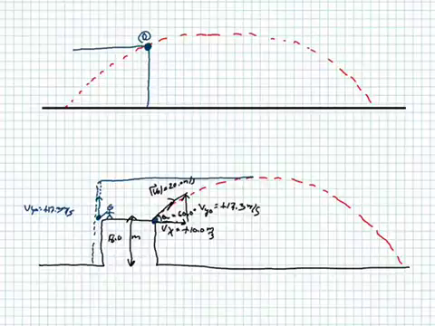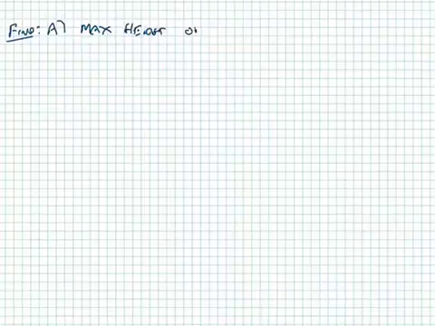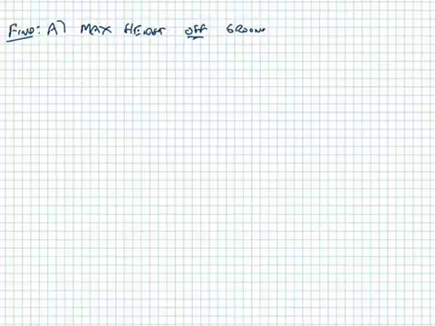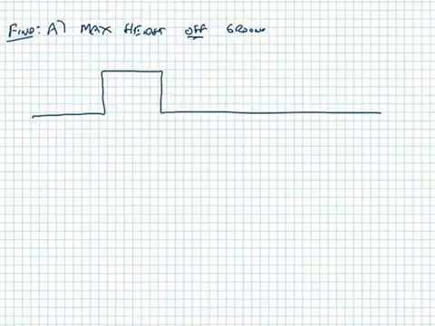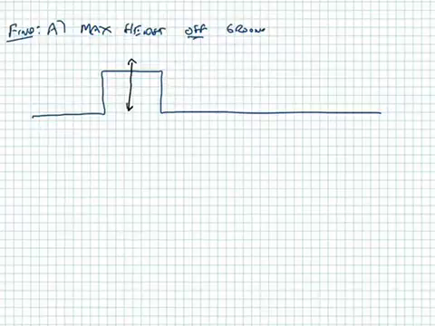Okay, the first thing I want to do with this problem is find the maximum height, so part A. I want to find the maximum height off the ground that the ball goes. So you have to be careful here, height off the ground. Okay, so I'm going to redraw this. This distance here is 18 meters.